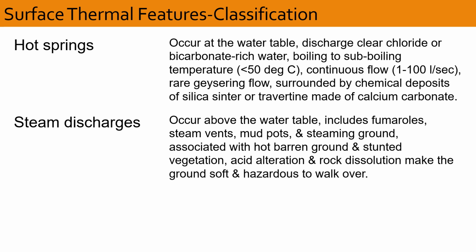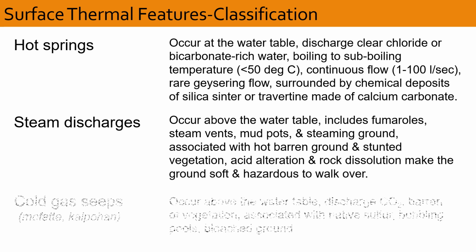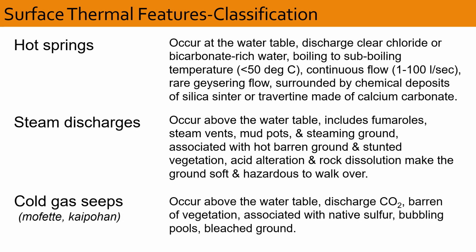Cold gas seeps, also known as mofette in Italy or kaipohan in the Philippines, are another distinctive type of thermal feature, even if the discharge is made of cold gas, predominantly carbon dioxide. These also form mainly above the water table, and they are visible where gas bubbles through shallow pools. Otherwise, they are rather subtle and noticeable as areas devoid of vegetation.